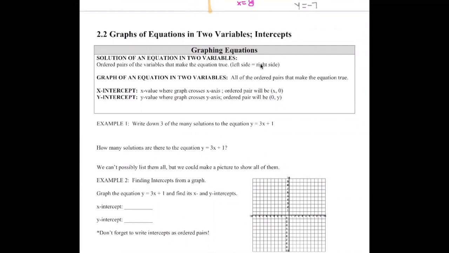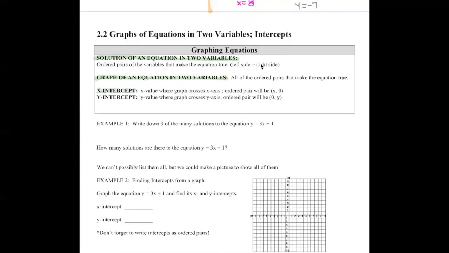Okay, so ordered pairs are when you plug them in for x and y, it makes the equation true. So there's lots of answers. So that's the solution of an equation. And then you can graph all those solutions. So those are points. You can graph a set of points and make a line.